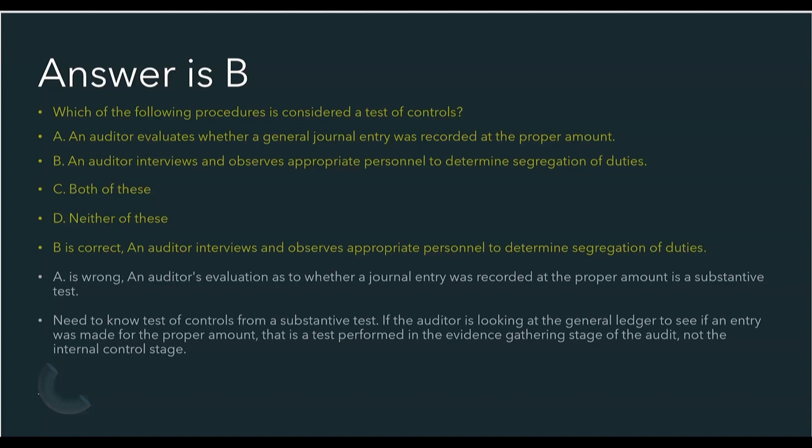So in this question, if they would have asked about whether the person who made the journal entry in letter A should have actually made the entry or should they have not been able to make the entry, then it would be a test of controls. Maybe we were looking at segregation of duties or something like that. But when you're looking at a particular test of details or test of balances, that's evidence gathering. That's not a test of controls.